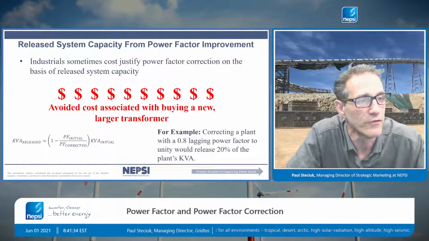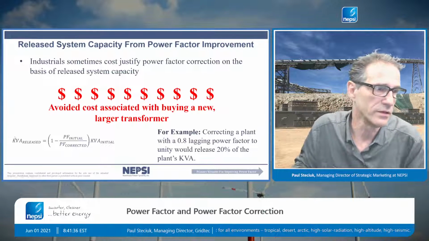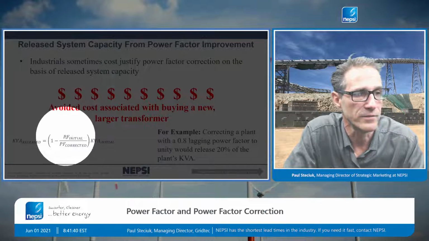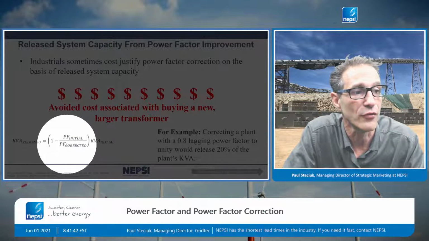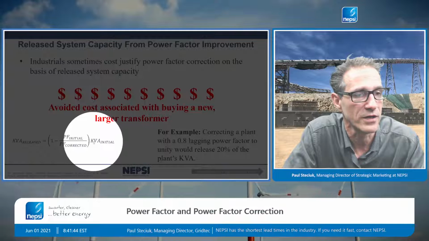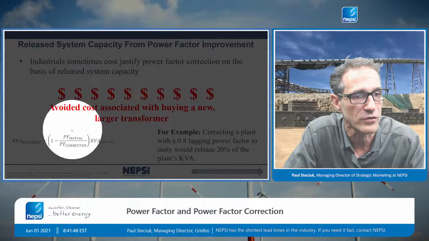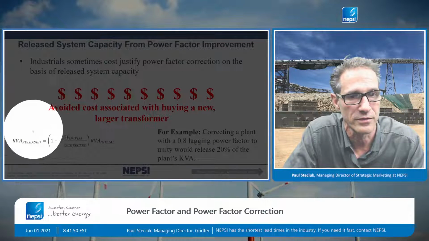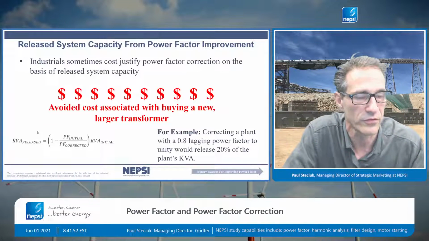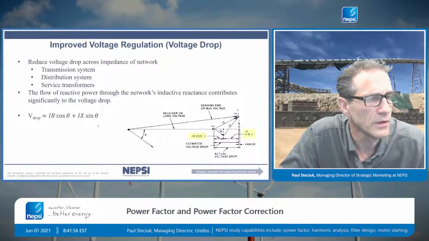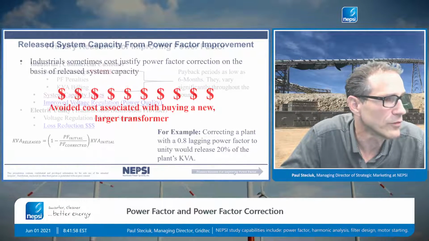The formula for kVA released is shown here to the left, and it's 1 minus the power factor initial divided by the corrected power factor, times the kVA initial. So you can see here that if you improve your power factor, you can easily release some system kVA. The formulas are very simple to use. Let me go back here.